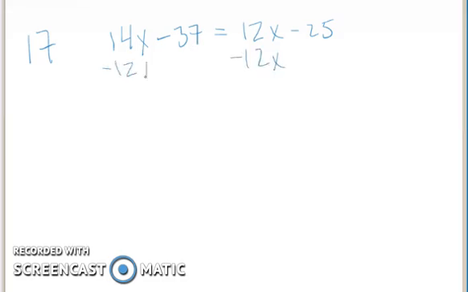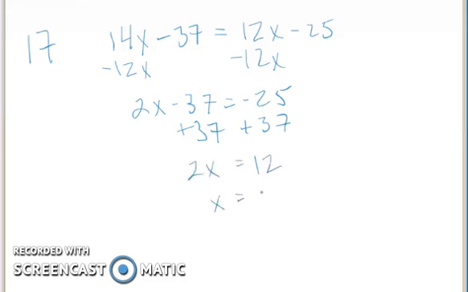We get a square. So RK and OC are actually congruent to each other. So for number 17, we just go ahead and take 14x minus 37 equals 12x minus 25. We'll go ahead and move the smaller x over. Add 37. The difference there is 12, and so x is going to equal 6.